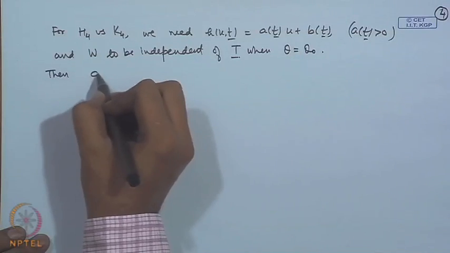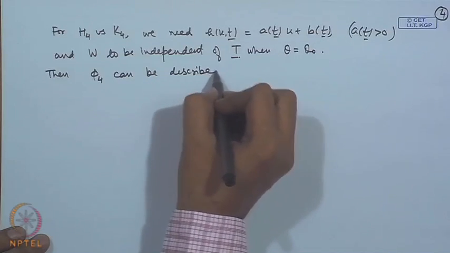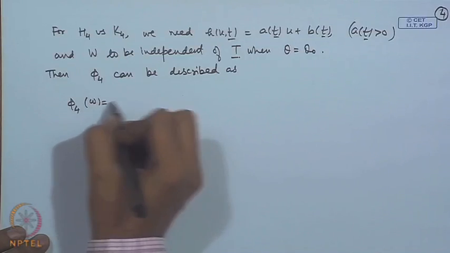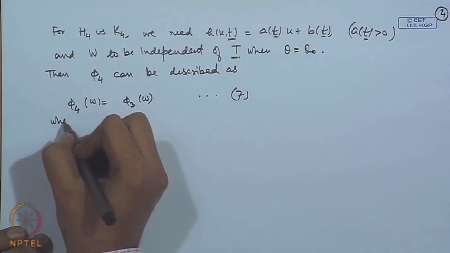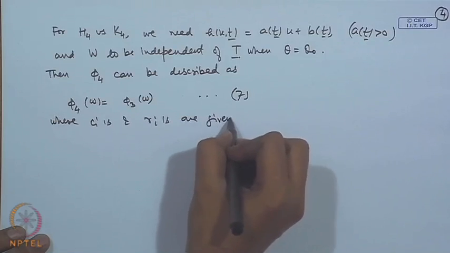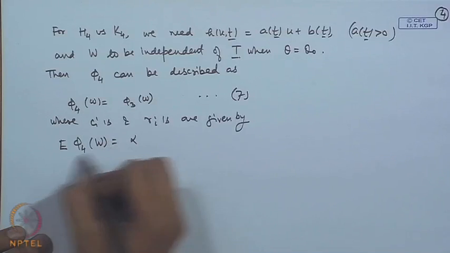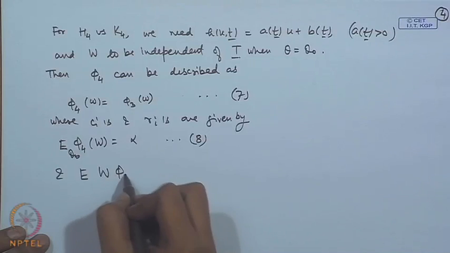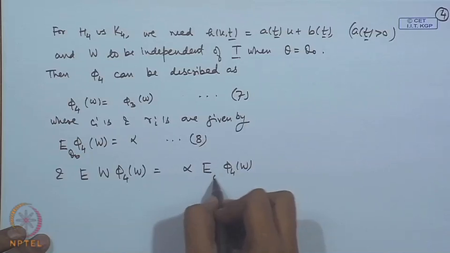Then this phi 4 can be described as phi 4 of w is equal to say phi 3 of w, where c i's and gamma i's are given by expectation of phi 4 w is equal to alpha at theta naught and expectation of w phi 4 w is equal to alpha times expectation of phi 4 w at theta naught.